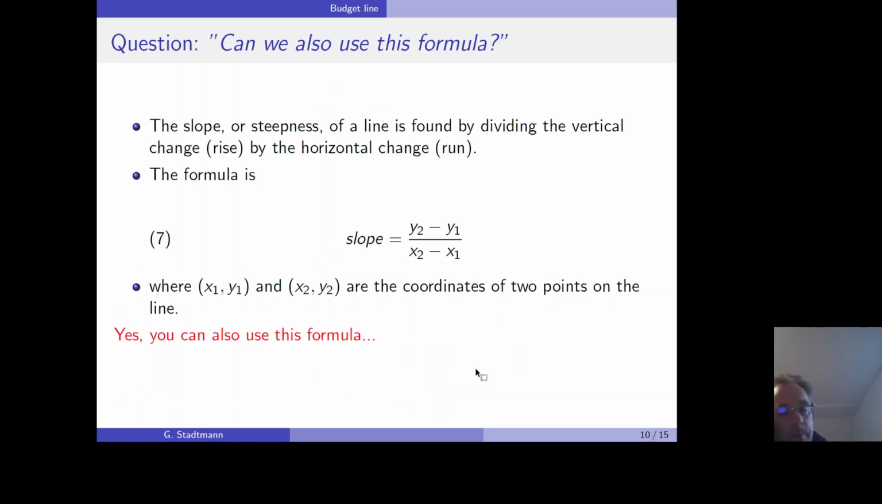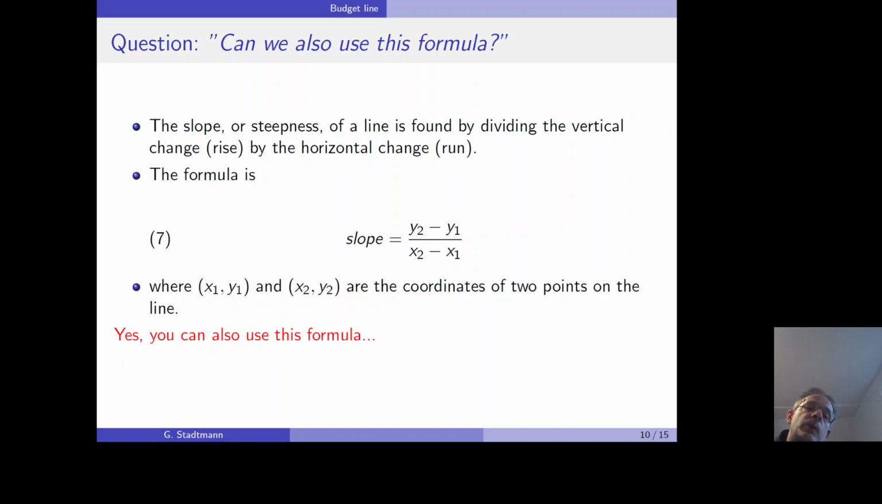One question in class appeared: can we also use this formula? How does the formula look? The slope, or the steepness of a line, is found by dividing the vertical change, the rise, by the horizontal change, the run. The formula is given as follows: slope is equal to y2 minus y1 divided by x2 minus x1, where x1, y1 are the coordinates of the first point, and x2, y2 are the coordinates of the second point.